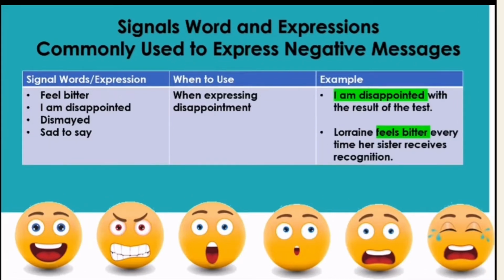And when we are expressing our disappointment, you can make use of signal words or expressions like feeling bitter, I am disappointed, dismayed, sad to say. The example sentences for this are: I am disappointed with the result of the test. Lorraine feels bitter every time her sister receives recognition.